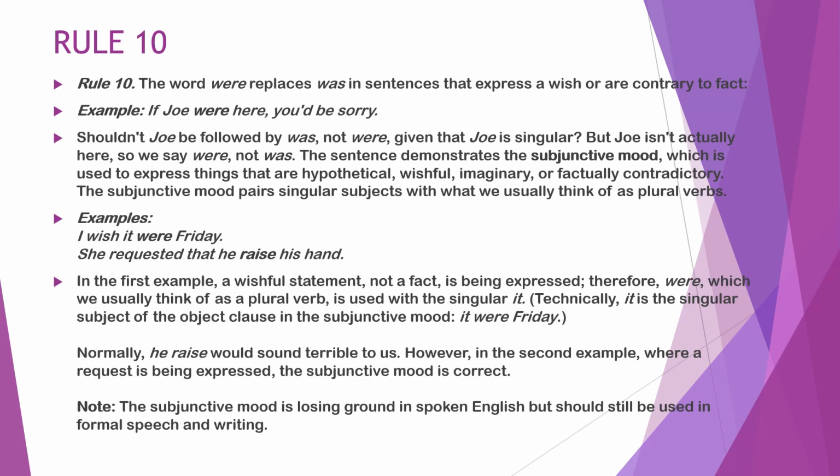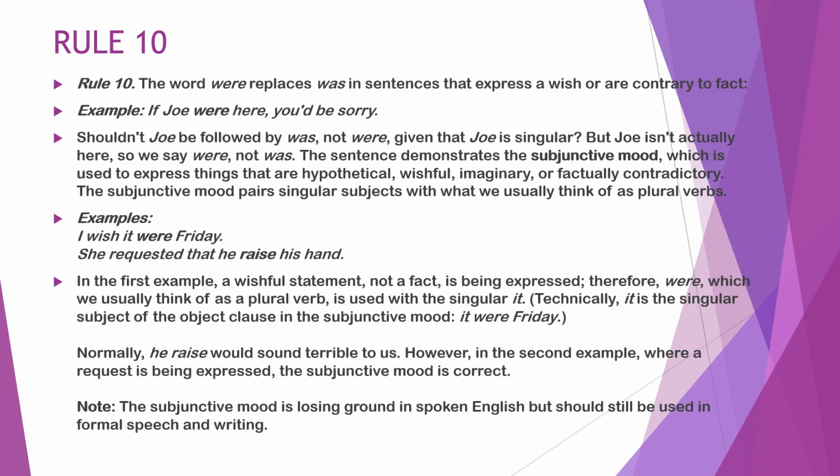Final rule. Rule number 10. The word "were" replaces "was" in sentences that express a wish or are contrary to fact. Example, if Joe were here, you'd be sorry. All right. If it is a wish, okay, you will use "were".